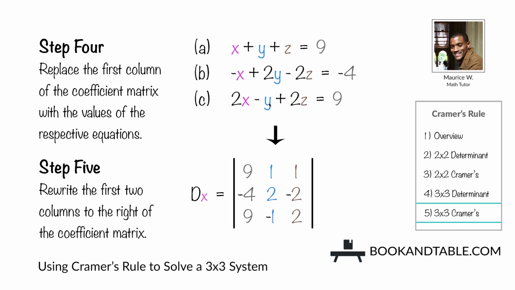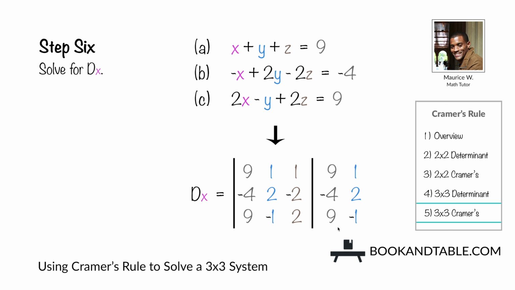And now, step 4, replace the first column of the coefficient matrix with the values of the respective equations. So we swapped out the coefficient +1 and replaced it with 9 here. In the second row, we swapped out -1 and replaced it with -4 here. And in row 3, we replaced +2 with +9 here. And now that we have our 3x3 to find dx, step 5, rewrite the first two columns to the right of the coefficient matrix. And now we have what we need to solve for dx.